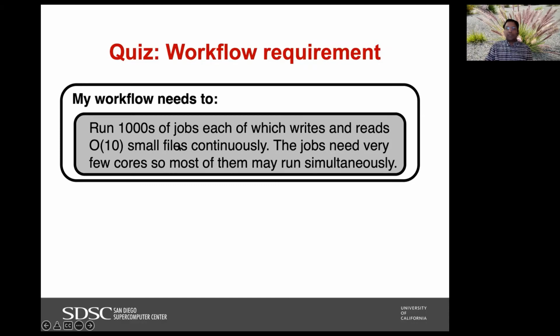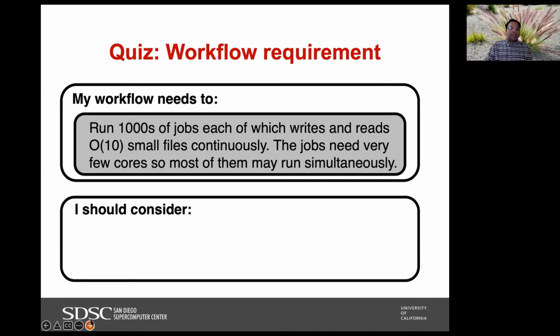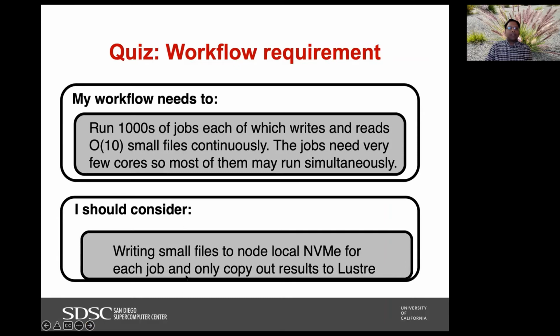So what this would do is basically 10,000 writes continuously throughout the job, because it's combined together. And this is the perfect scenario where you should be writing to node-local NVMe, because if the job is small, it's going to fit in the NVMe, and if it's a single core, you can scale pretty well. Even if you have multiple jobs running on the same NVMe, it should be able to handle. And then only copy out results to the Lustre file system.